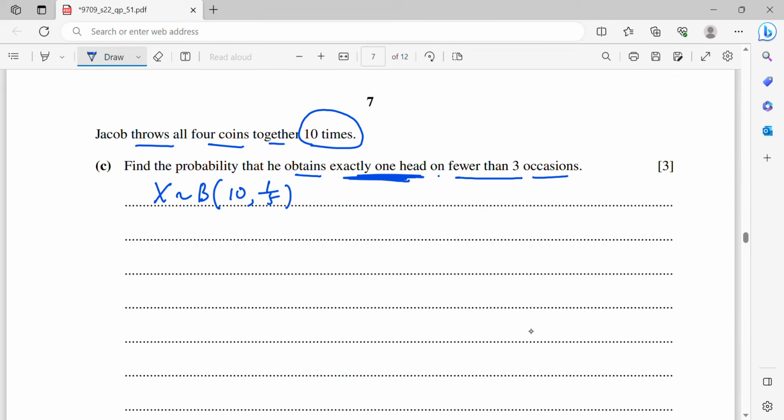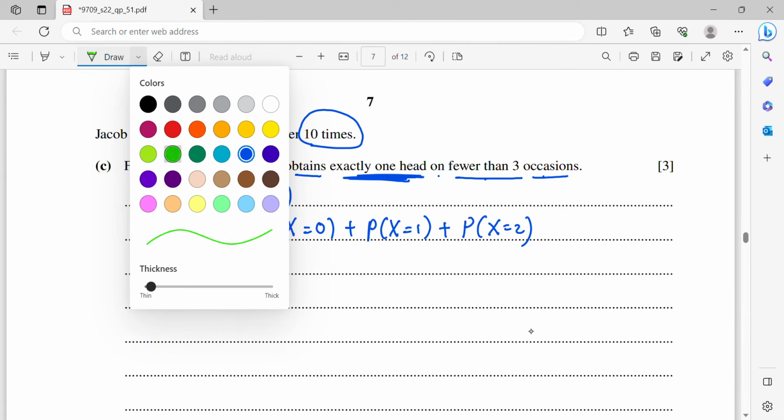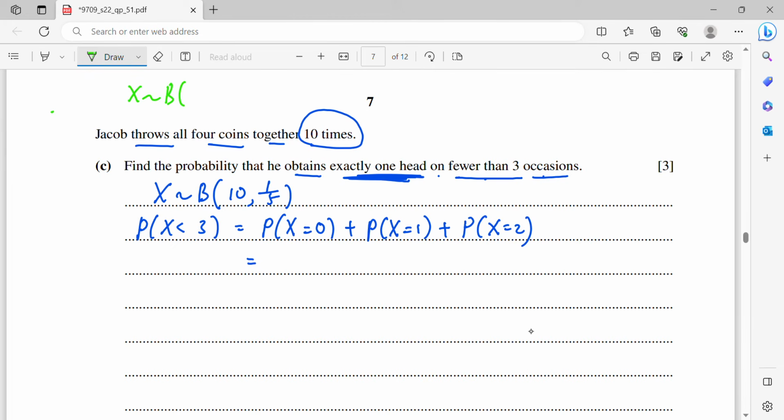And now you will get exactly 1 hit on less than 3 occasions, means that less than 3 throws. So P(X less than 3). So when P(X less than 3) means the x from 0 until 2. So P(X=0) plus P(X=1) plus P(X=2). Right. So now for binomial distribution, X is B(n, p). The probability of X equals small x is going to be nCx p^x q^(n minus x).